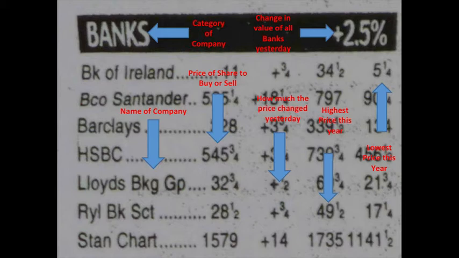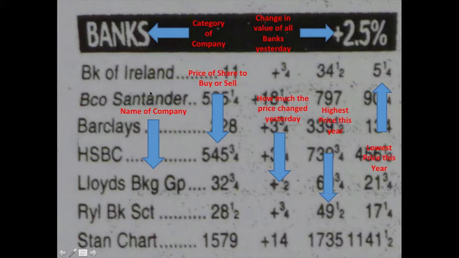The first thing that we want to draw your attention to is the category listed up here at the top. This is obviously the banking sector. On the right hand side over here, this information tells us how much the value of all the companies in that particular sector changed yesterday. So in this case, the banking sector went up on average 2.5% yesterday.